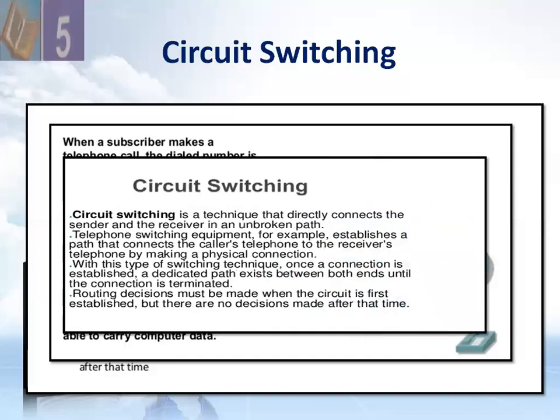So circuit switching basically is a technique that directly connects the sender and the receiver in an unbroken path. Telephone switching equipment, for example, establishes a path by making a physical connection. Once a connection is established, a dedicated path exists between both ends until the connection is terminated. Routing decisions must be made when the circuit is first established, but there are no decisions made after that time. So the best path can be chosen with the help of the switching method, and an unbreakable path is followed in circuit switching.